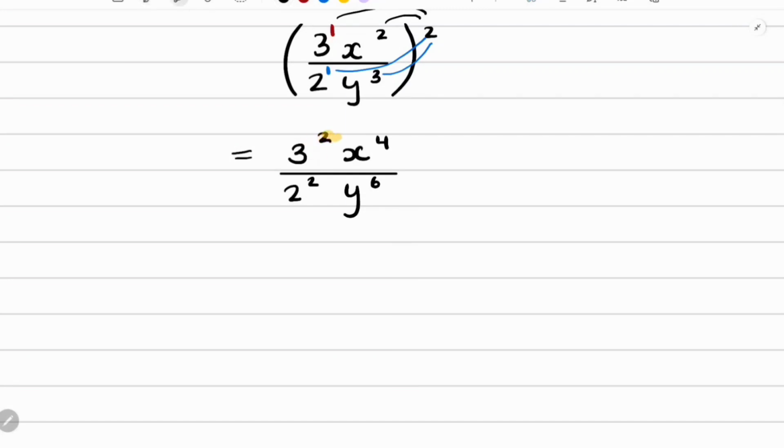Yes, we can actually simplify this 3 squared and the 2 squared. So 3 raised to the power of 2 is 9. So we have 9x to the power of 4 over 2 raised to the power of 2 is 4. So y to the power of 6. And that would be our answer.